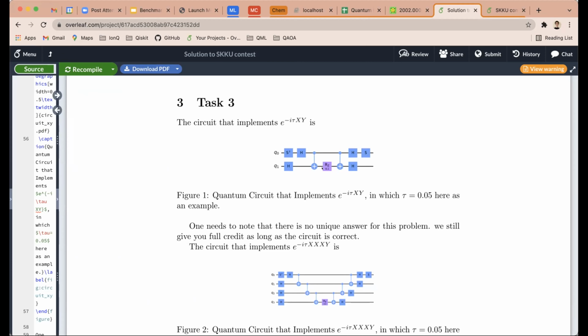And then we apply the RZ rotation on the second qubit.